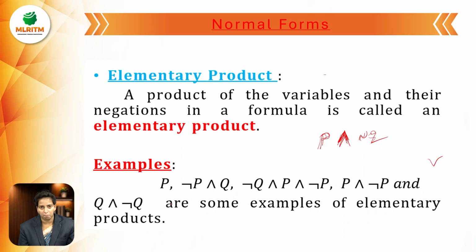For example, a single P is an elementary product. Negation of P and Q, a product of variables and their negations. Next, product of variables and their negations. Fourth example, product of variables and their negations. Product of variables and their negations are called elementary products.